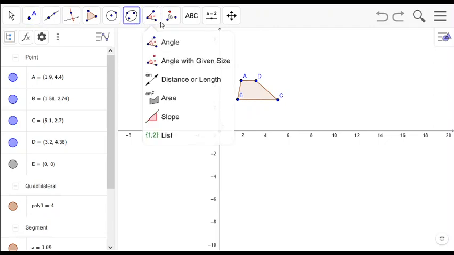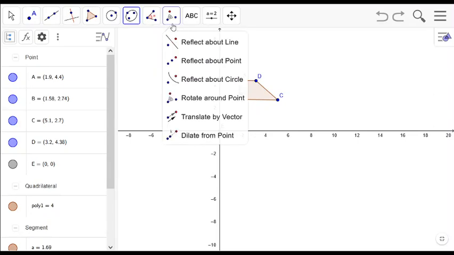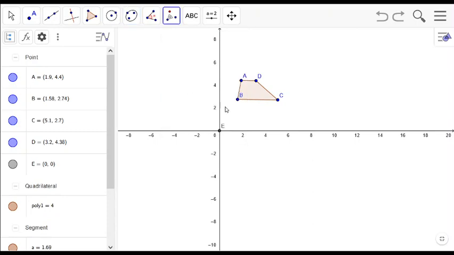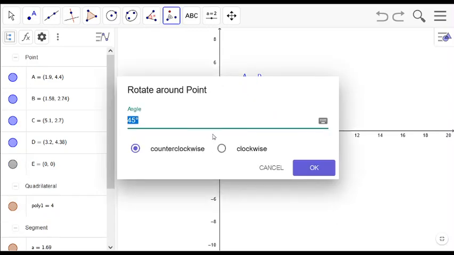This one is for angles and distance. This one is under here. You can see rotate about a point. If I click rotate about a point, I now click on the object I want to rotate. I want to rotate it through the center, so you click the center, then the angle comes here.